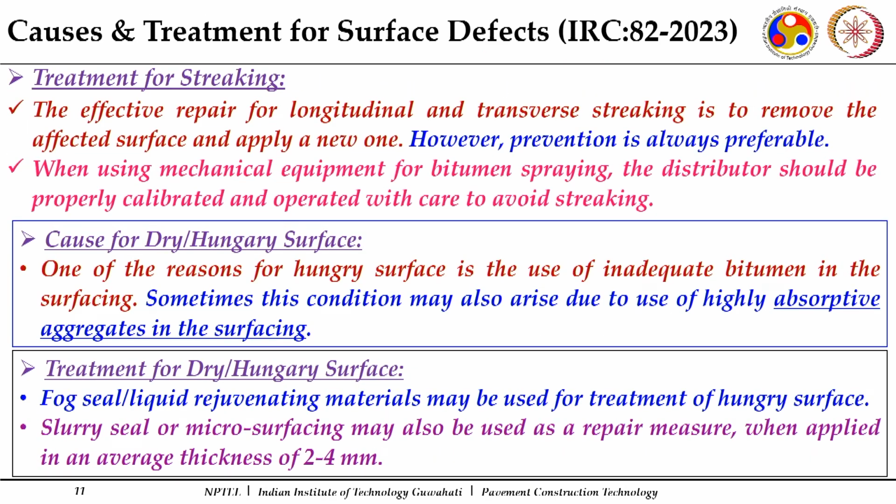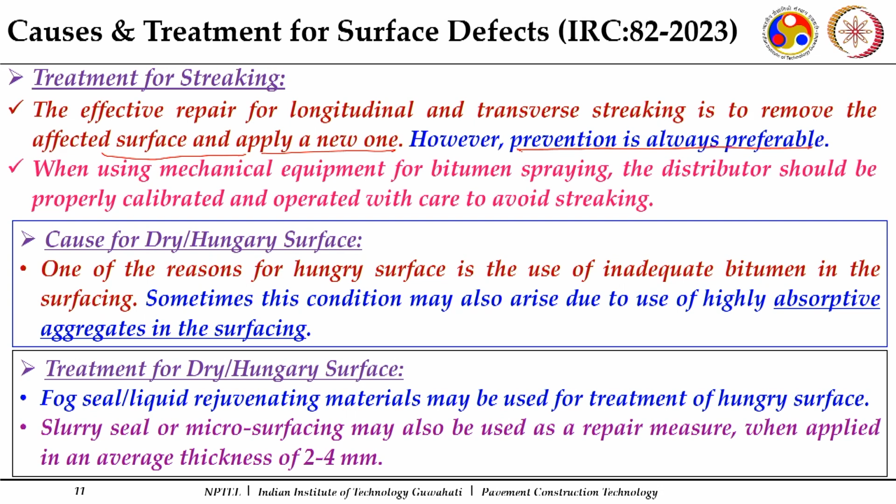Now, what can be done? Here the problem is alternate strips forming on the pavement surface. One option is to remove the affected surface and apply a new one, but again this is always a costly aspect. That is why it is always said that prevention is better than cure. So, here also prevention is the key.